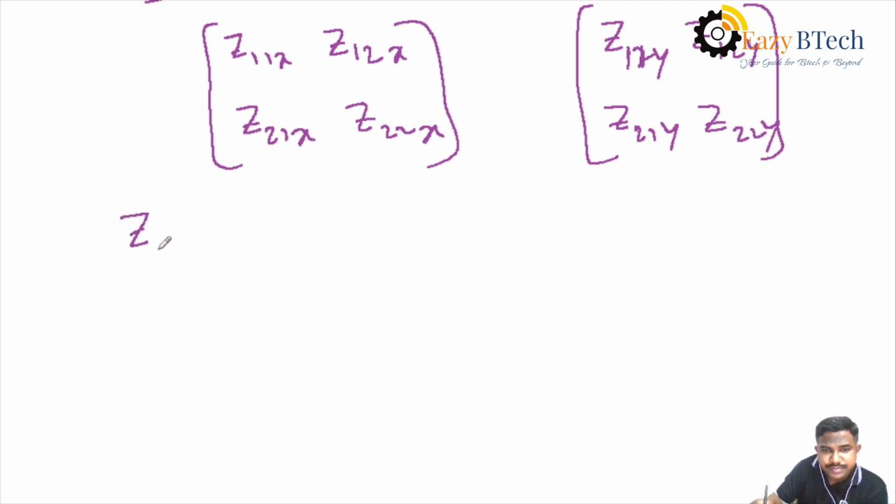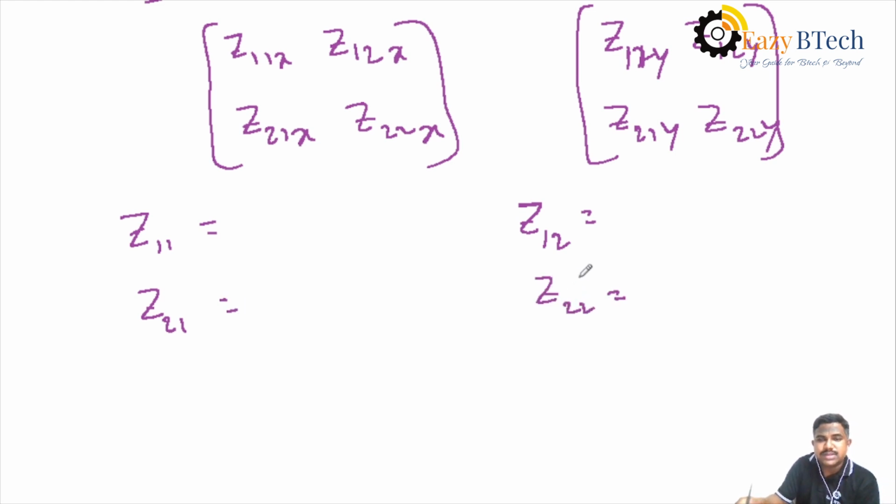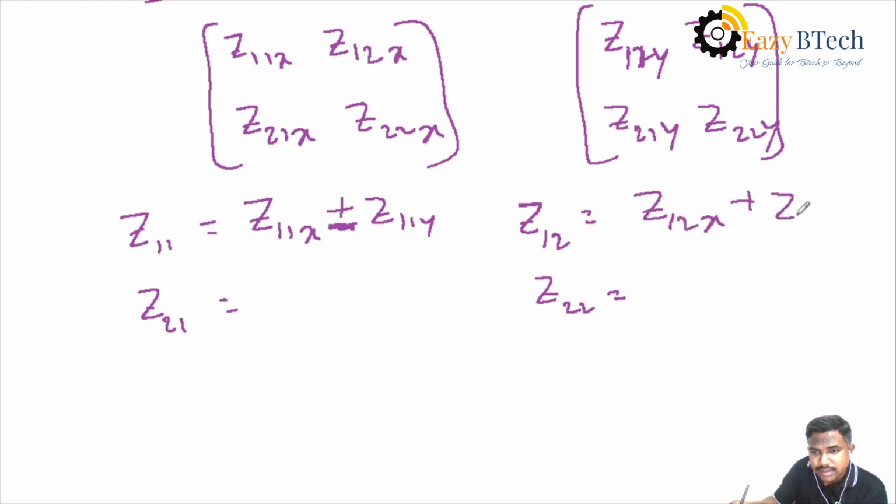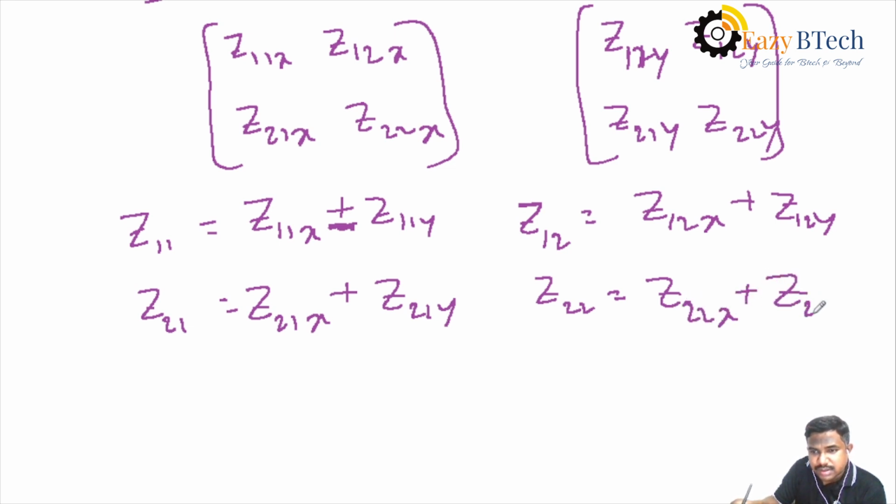After finding separate Z parameters for both networks, how do we find out the complete Z parameters for the series connected two networks, that is Z11, Z12, Z21, Z22? That means here it is the addition of Z11 of both networks. Similarly, Z12 of X plus Z12 of Y. Similarly, Z21 of X plus Z21 of Y. Similarly, Z22 of X plus Z22 of Y.